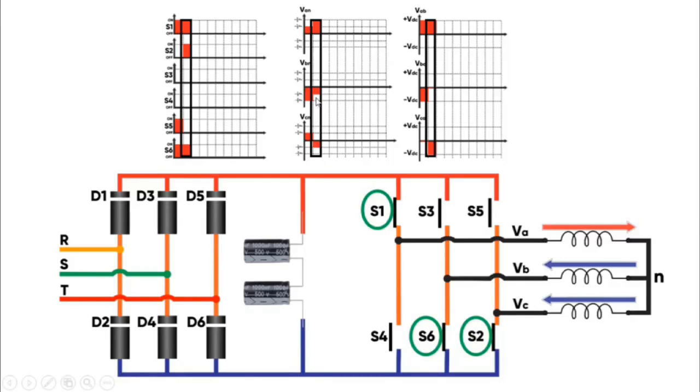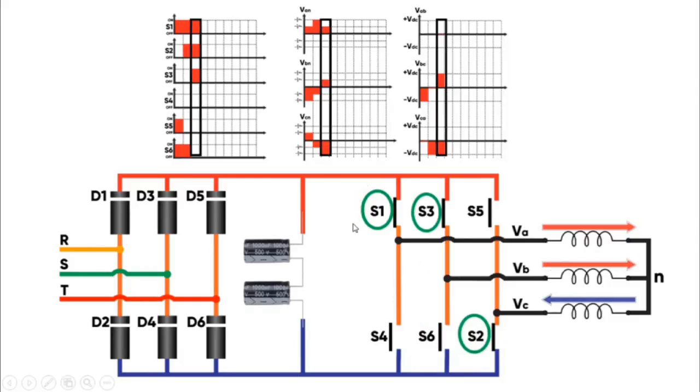This is exactly what you can see here in the diagrams, and as for VAB, VBC, and VCA, as we explained earlier, VAB is the difference between these two graphs. VBC is the difference between these two graphs, and finally VCA, it's the difference between VCN and VAN, as you can see here.